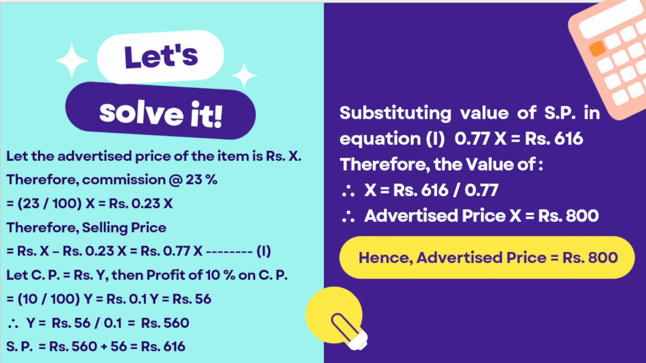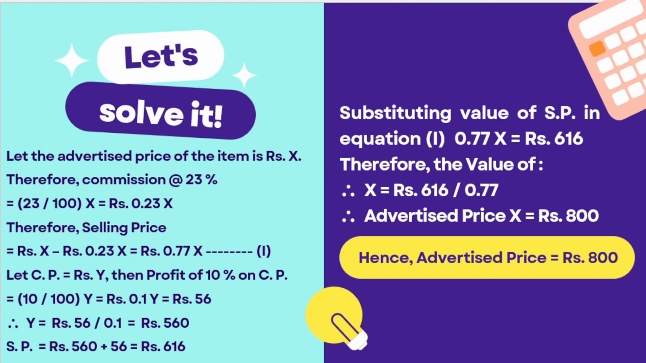Now, let the cost price be equal to rupees y, then profit at the rate of 10% on cost price can be calculated as equal to 10 divided by 100 multiplied by cost price of rupees y, which comes to rupees 0.1y, which can be equated to the given profit of rupees 56. Therefore, the value of y can be easily calculated as equal to rupees 56 divided by 0.1, which comes to rupees 560.